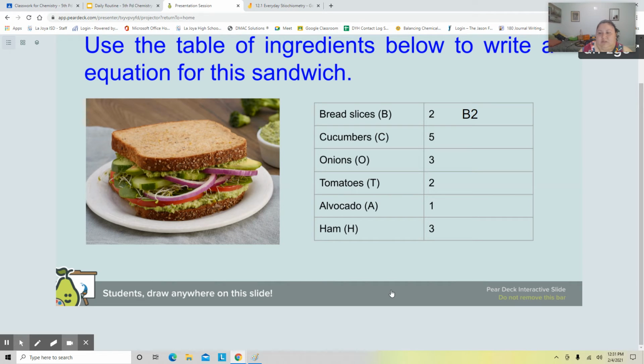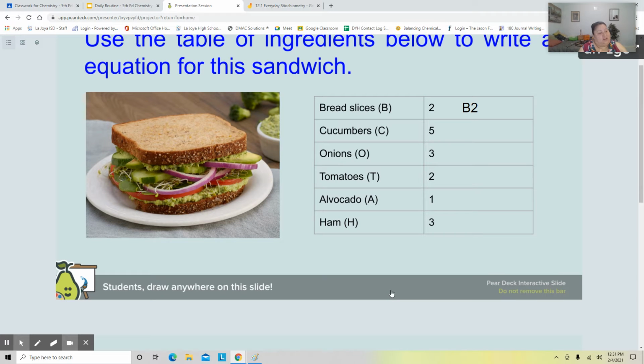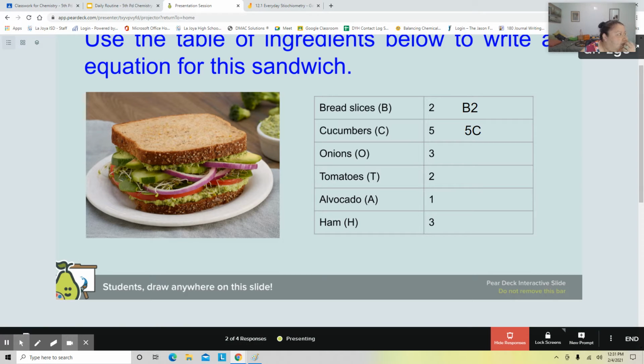What about the cucumbers? C. Okay, remember, it's a coefficient. We don't put coefficients in the back. Where do coefficients go? Anybody? Where did coefficients go? Don't they go in front, Oscar? Yeah, they go in front. Right, they go in front. Very good.